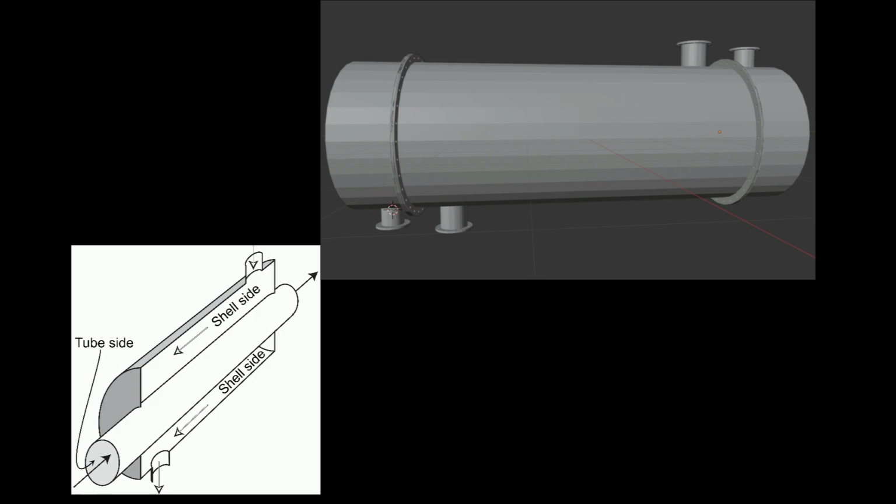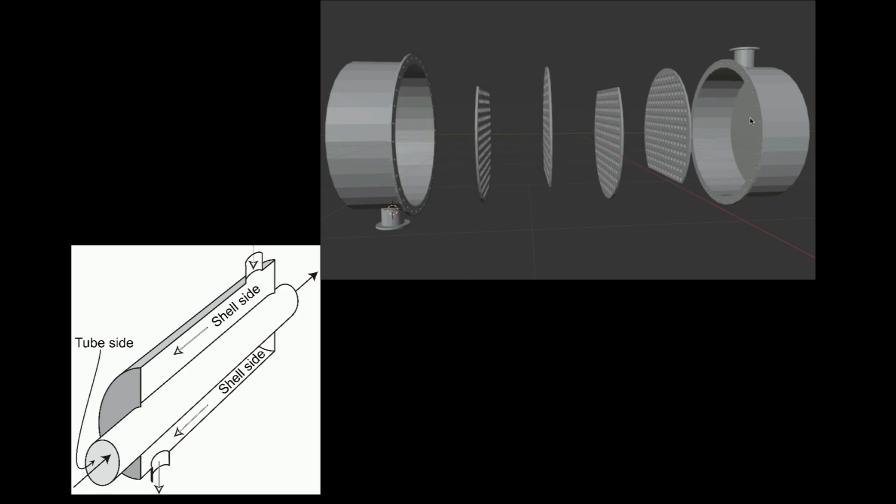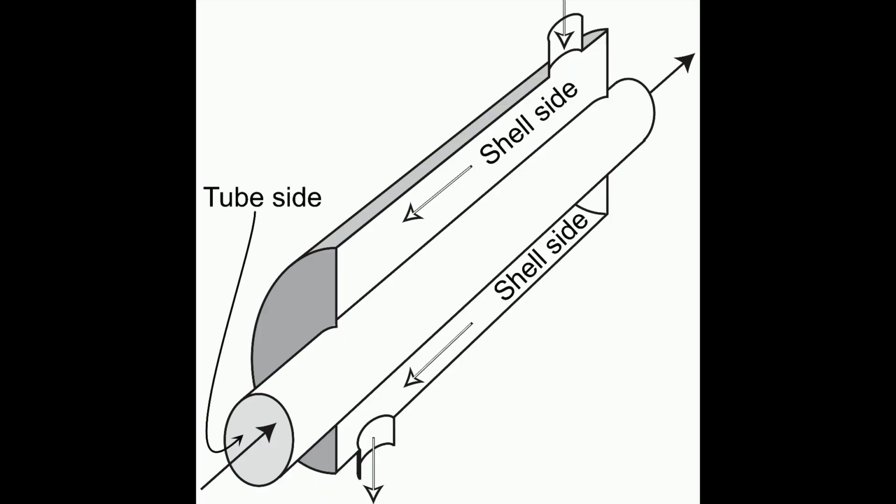In this video, we will study the design principle for shell and tube heat exchangers. The simplest shell and tube heat exchanger just consists of two concentric tubes. The shell side medium flows between the inner tube and the outer shell. The tube side medium flows on the inside of the inner tube.